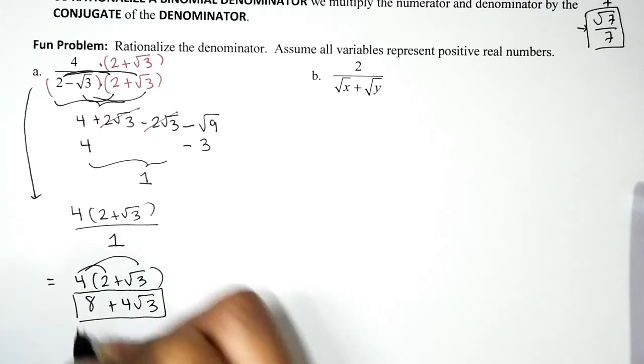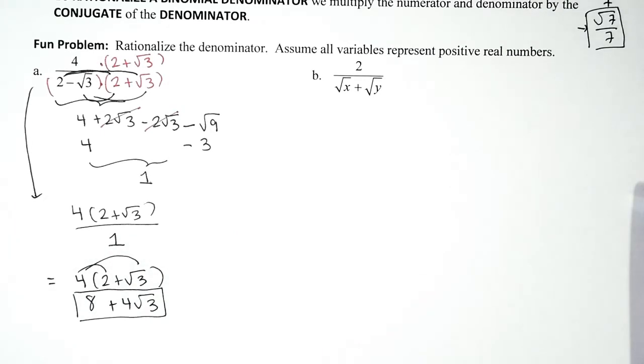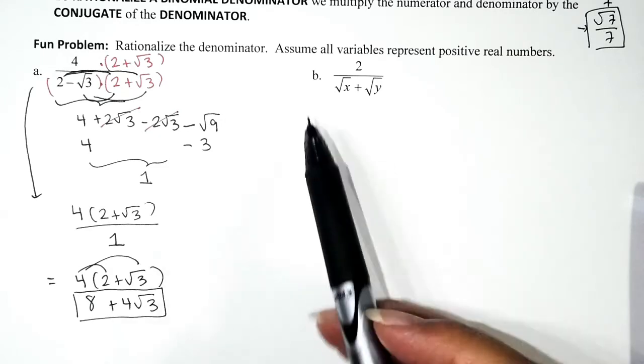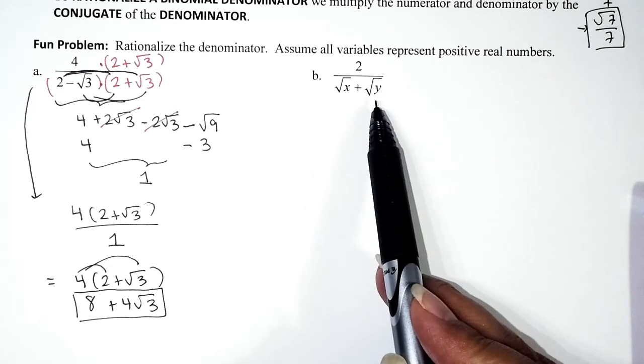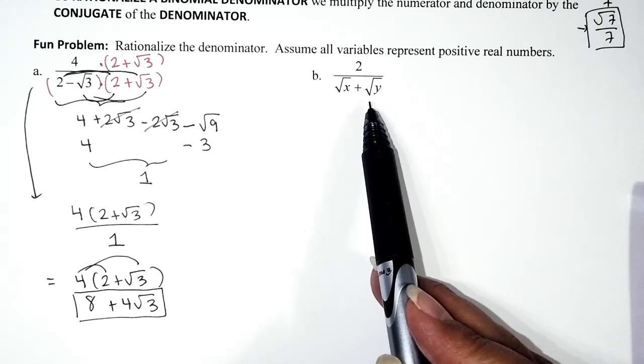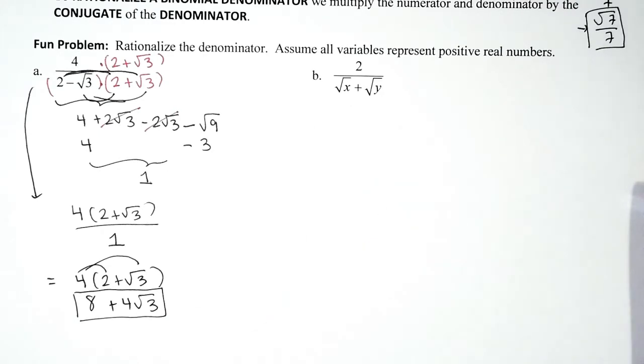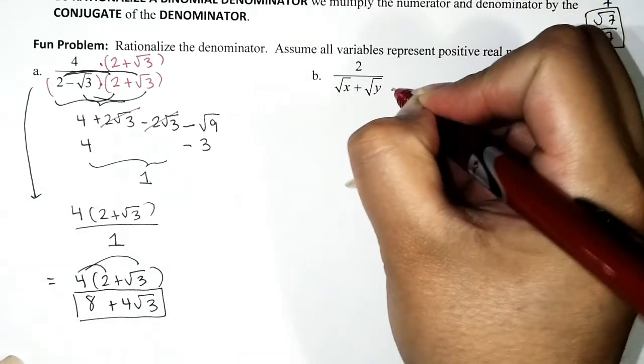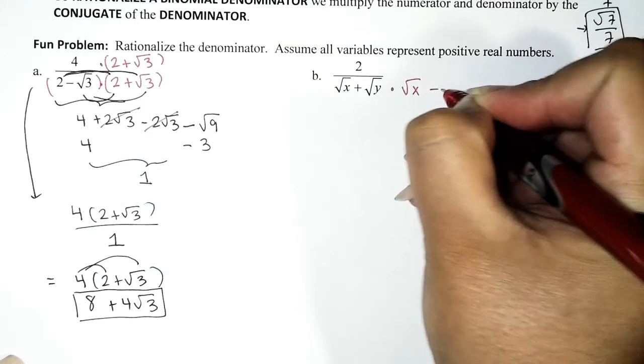Okay, so we're going to do a total of 3 problems. 2 problems where we rationalize the denominator, and then a fun bonus problem. Okay, so let's do this. Problem B, we got 2 terms. Since at least one of those 2 terms has a radical, we're going to have to multiply by the conjugate to get rid of the radical. So conjugate, copy, opposite.